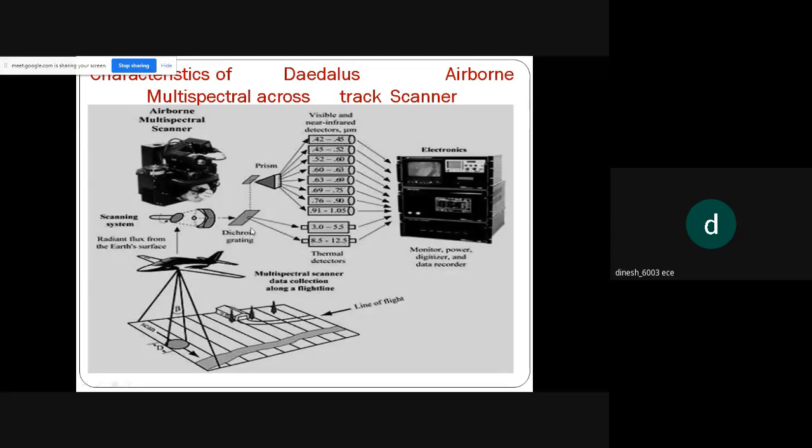through the optics, through the mirror, to the dichroic grating as we had seen. Then it is given to the prism for spectral variations. Then we have the thermal detectors. Then those signals are recorded, and the information is given to a system which monitors, which is the monitor power digitizer and data recorder, which is present in the electronic segment.